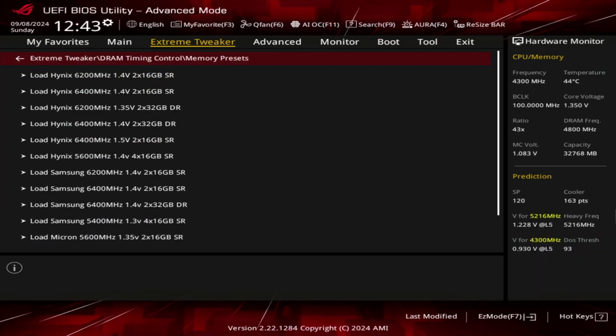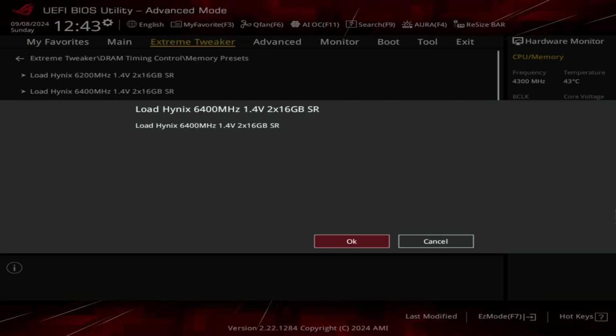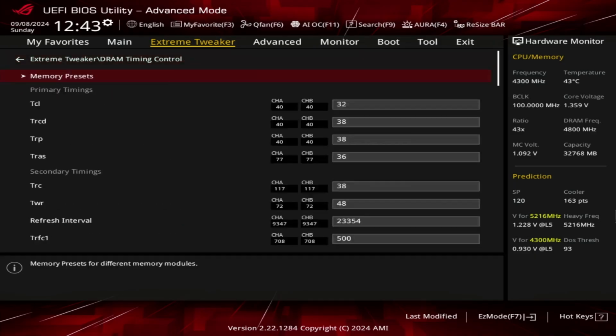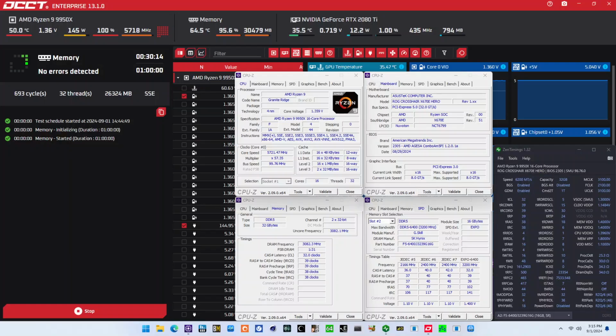The ROG Crosshair X670E Hero motherboard sports 14 memory profiles for a variety of memory ICs and configurations. Since we're interested in simply adjusting the memory timings, we can try the Hynix 6400 1.4V 2x16GB single rank preset. Note that I stick with the EXPO primary timings and only leverage the memory preset for the secondary and tertiary subtimings. The kit can pass the benchmarks at DDR5 6400, but it's not stable enough to pass the OCCT memory stability tests.